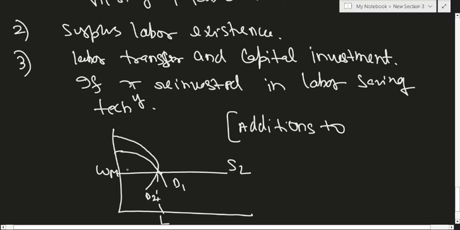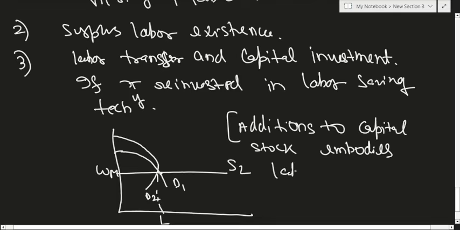this is the wage, additions to capital stock embody labor saving technical progress. So this model does not answer this question: what if capitalists invest in labor saving technologies? Okay.